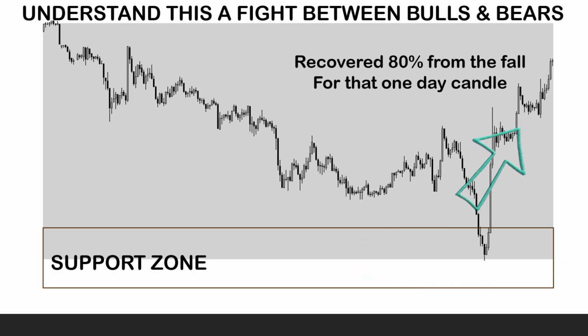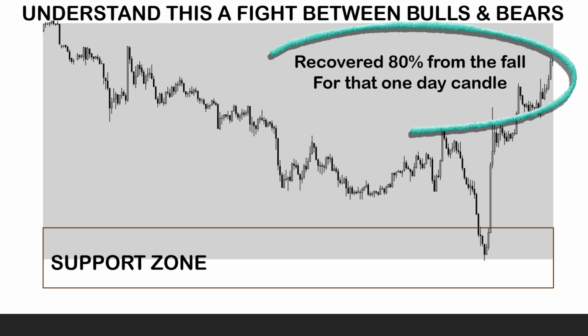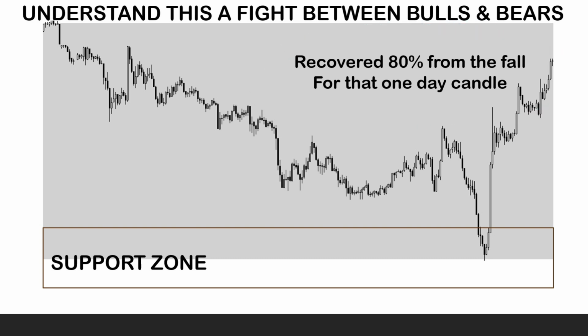The bulls get aggressive and they push the market up with full force, and it recovers almost 80 to 90% from where the bears pushed the market down. Now, when the bulls are pushing the market up and covering almost 80%, sometimes they cover 120% also. That's how a hammer is formed.